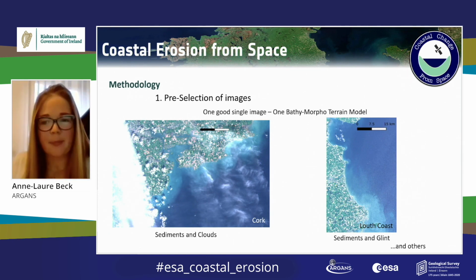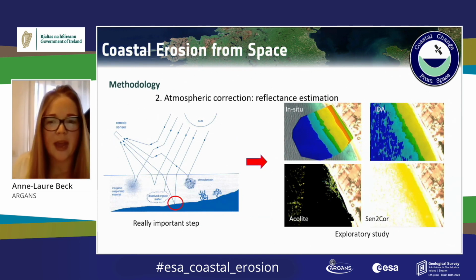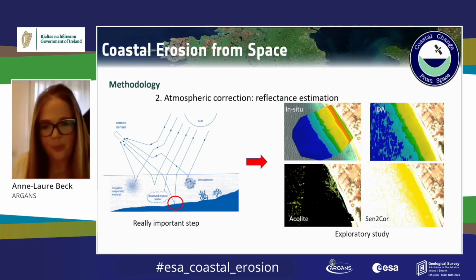The second step is the atmospheric correction. We need a very reliable correction because we saw that the signal crosses the atmosphere twice, once between the sun and the water column and once on the way back to the satellite sensor. So we started a research analysis to compare the impact of the different atmospheric corrections on the production of the bathymorphology. We compare the IDA correction here with Acolite and Sen2Cor.